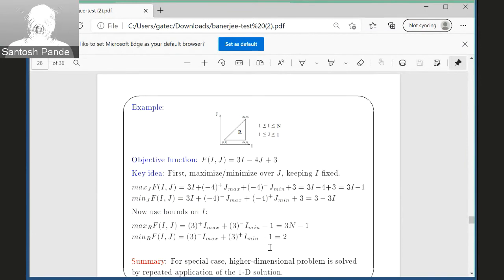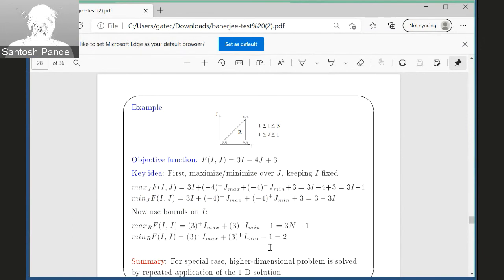The minimum value of this function will be obtained by using the highest value of j in this particular case, because it's a negative coefficient. So this will be 3i, and then there will be minus 4i over there, and then plus 3. So you can see that if we substitute it that way, it will be 3 minus i. There is a typo here. No, it's not minus 3i, it's 3i minus 4i, which is just minus i. So 3 minus i.